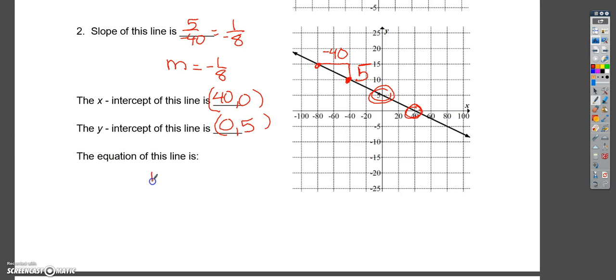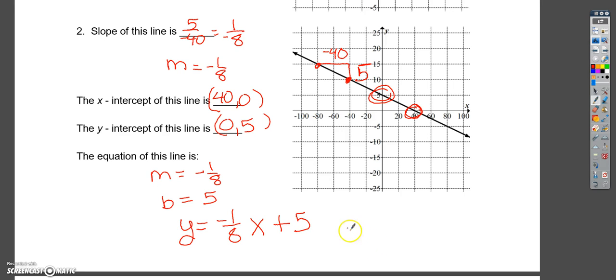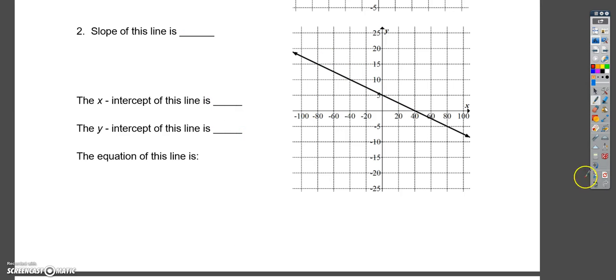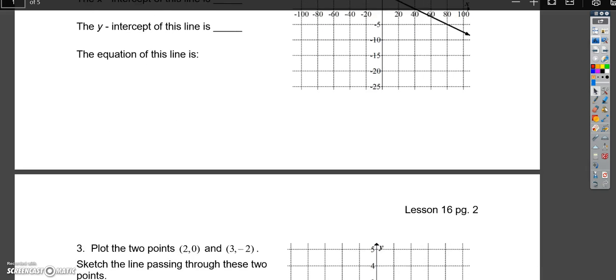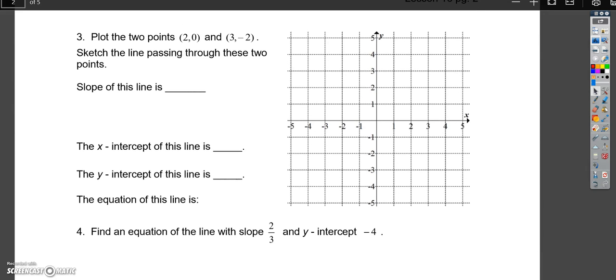The equation of the line, we need a slope, which is -1/8. We need our y-intercept, which is 5. So y equals m, which is -1/8, x plus b, which is 5. So that would be the equation of the line. Okay.